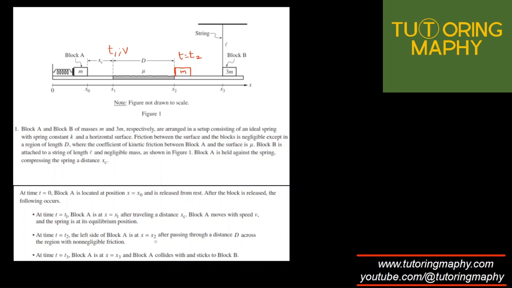After passing through a distance capital D across the region with non-negligible friction. At time t3, block A is at x equal to x3 and block A collides with and sticks to block B. So this is where block A is coming now, and this is t equal to t3, and it collides and sticks to block B. This is all just the information right now.